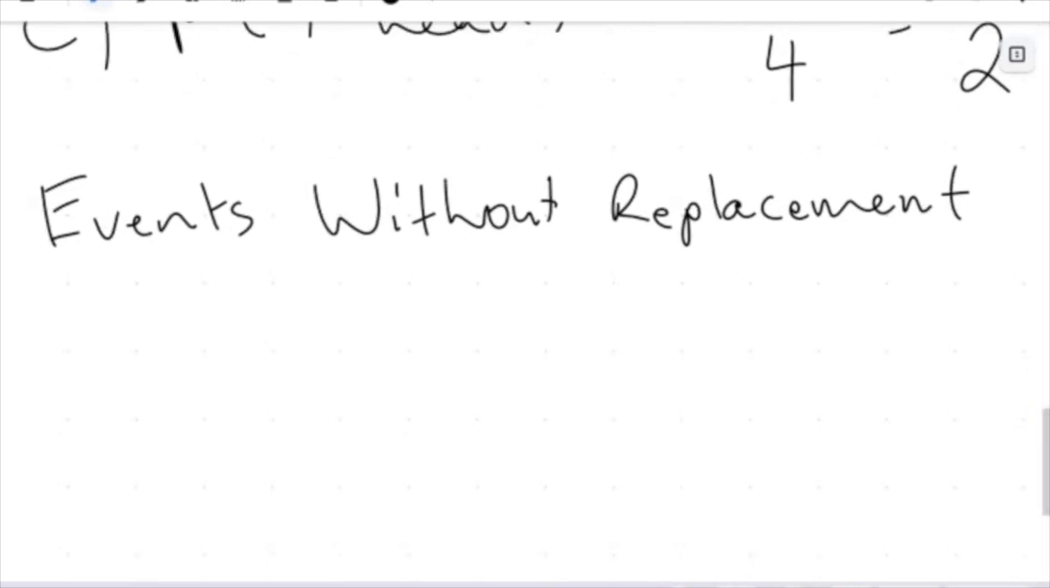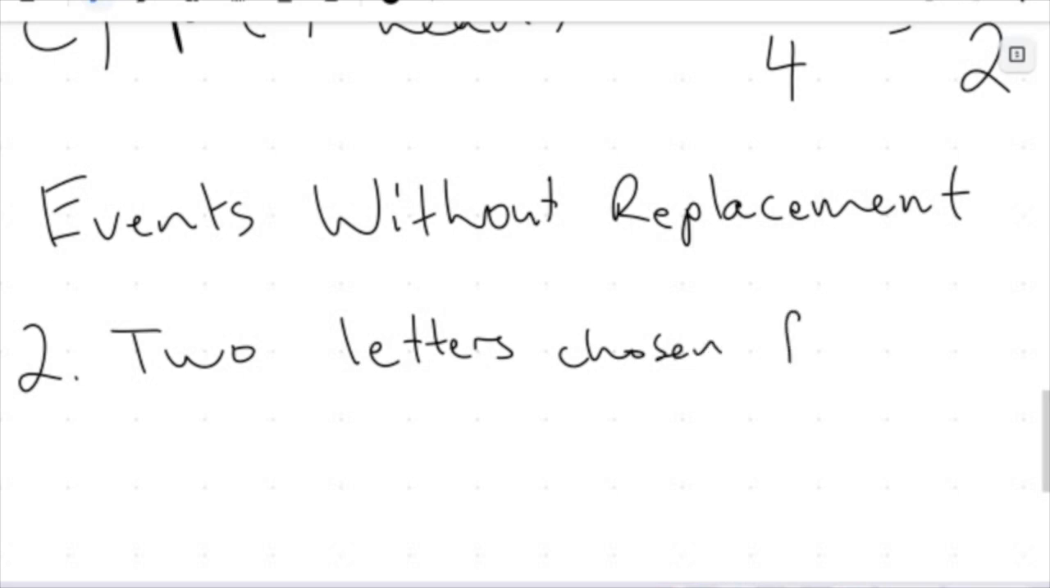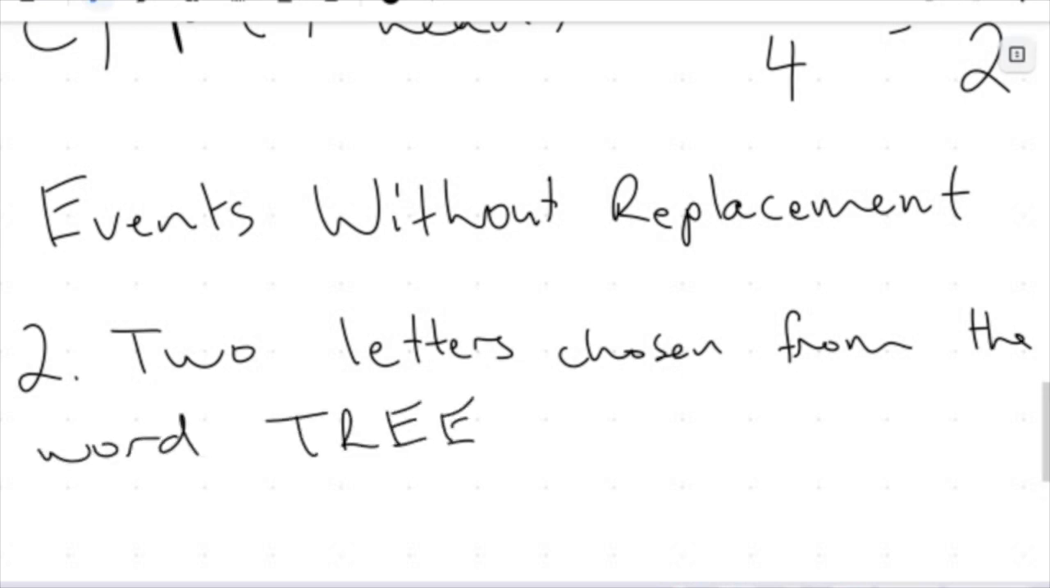Okay. Now, this question tells us that 2 letters are chosen. So with this word 2, we're looking at a 2-step experiment. So 2 letters are chosen from the word tree, without replacement.